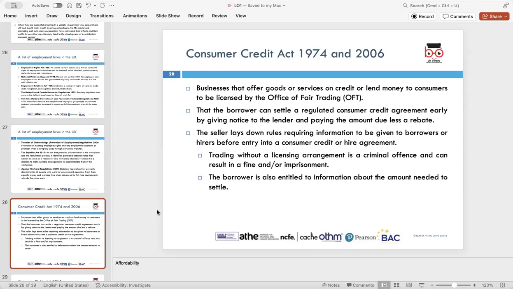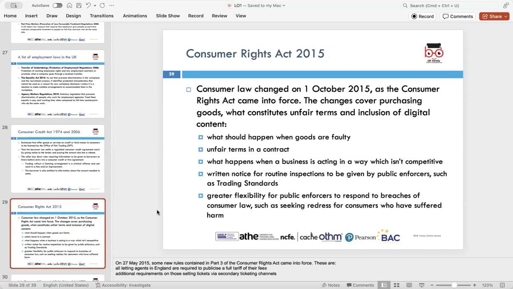The Act establishes rules that require information to be provided to borrowers or hirers before entering into a consumer credit or hire arrangement. Consumer Rights Act 2015.